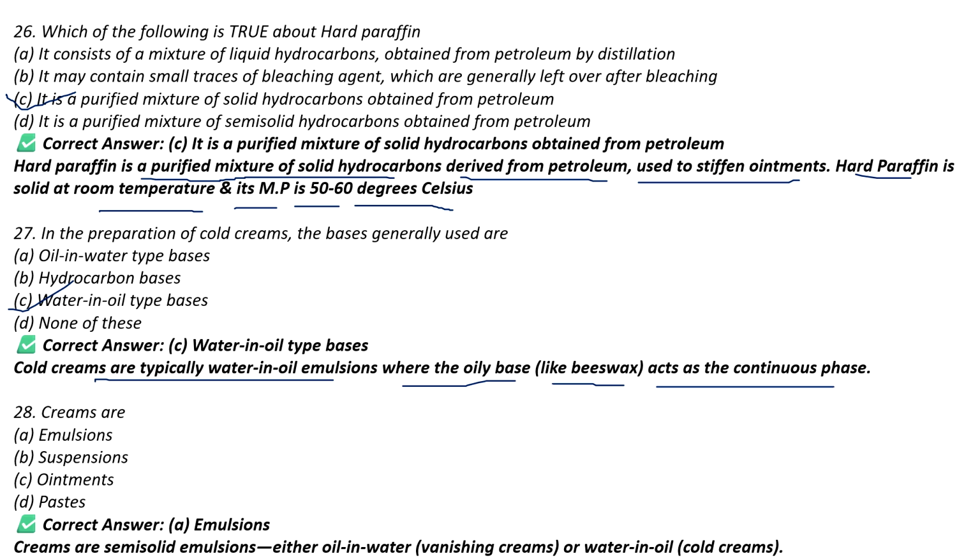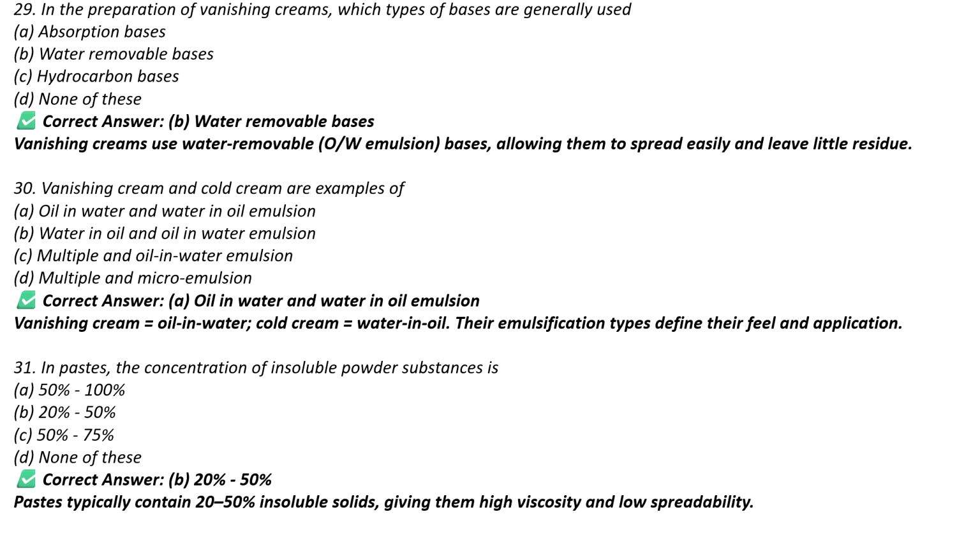Creams are, and the options are emulsions, suspensions, ointments, or pastes. Creams are basically semi-solid emulsions, that is, they can be either oil in water, an example being vanishing cream, or water in oil, an example being cold cream. So we can say creams are option A, that is emulsions. So moving on to the next question.